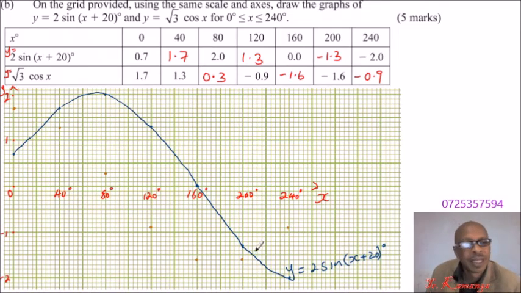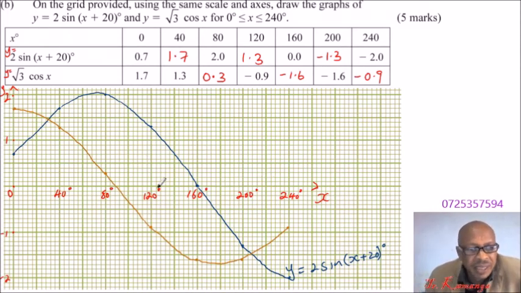So you join these points using your free hand to come up with the graph of the function y equals root 3 cos x. So let's do that. This is the graph that you come up with, or something better than this. This is a graph of y equals root 3 cosine of x. So that's the graph.